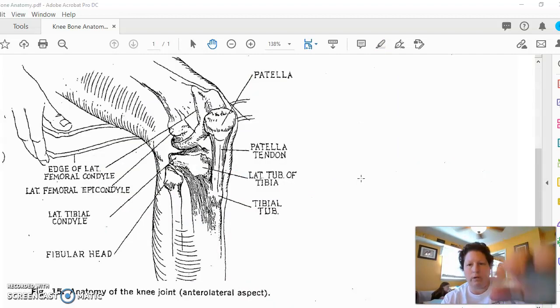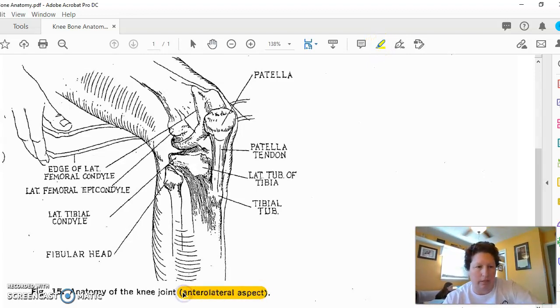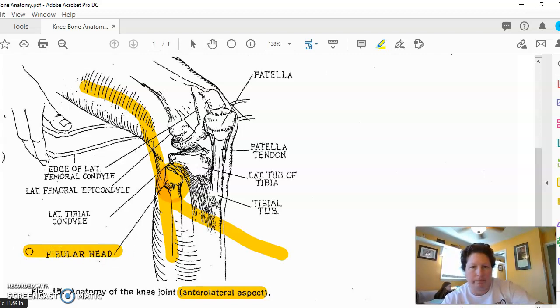So now we're going to look at the lateral aspect of the knee, so we're looking at it from the outside. The way we know where we are on the outside of the knee is you will see the fibular head. The fibular head is this area right here.